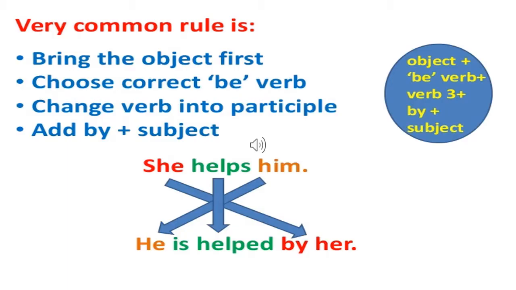The common rule for changing a sentence from active to passive voice is that we have to identify the subject, the verb, and the object. Then we have to change the object into subject. And then we have to put the suitable helping verb or the modal auxiliary. Then we have to change the verb into the past participle form of verb. After that, we have to add the preposition by and then change the subject into object.